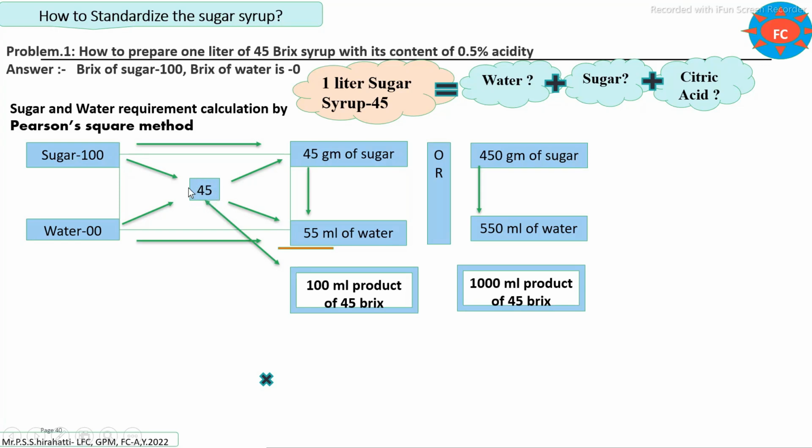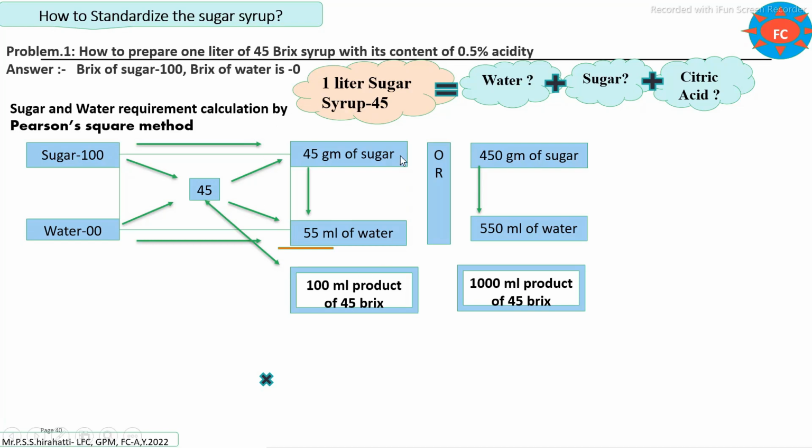Then subtract this value from this value. That means 45 minus 0, that is 45. Then 100 minus 45, that is 55. Whatever the highest value, subtract the lower value from it. After putting these values, add these two values, that is 45 grams of sugar plus 55 ml of water. Finally, we get 100 ml of product containing 45 degree Brix sugar syrup.